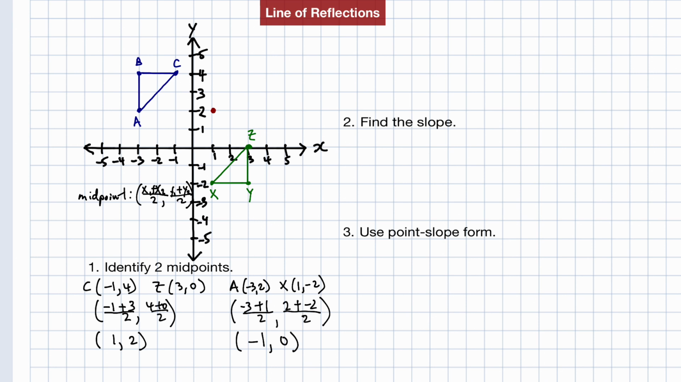Let's plot that. Negative 1, comma, 0 is going to be right here. So the line of reflection is going to look like this. If we connect those dots on the graph, this will become our line of reflection. Now we know what it looks like, but we need to find the equation. We've completed step number 1, identifying two midpoints. Step number 2 is to find the slope. I'm going to move this up a little bit so we have some room.